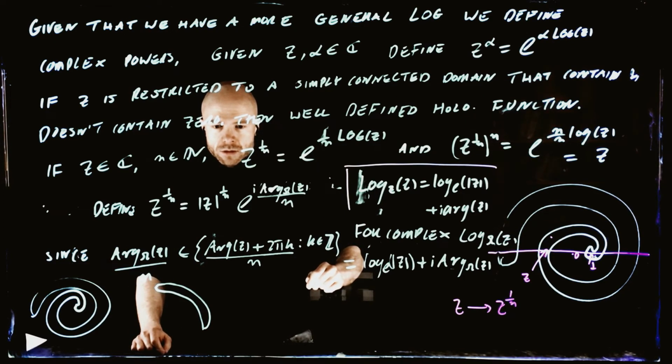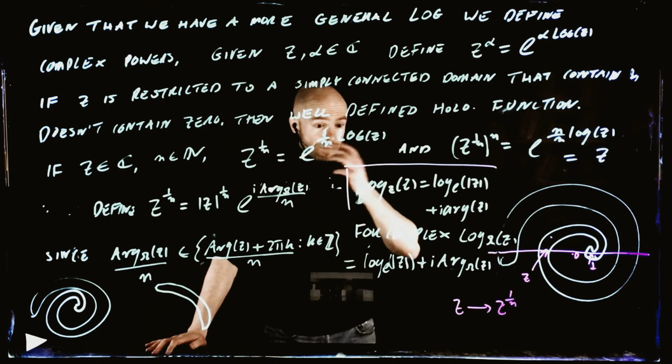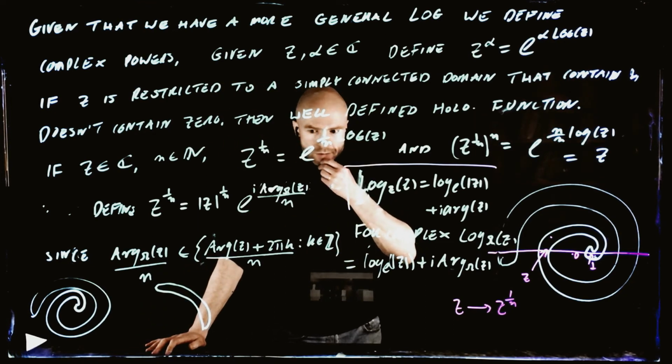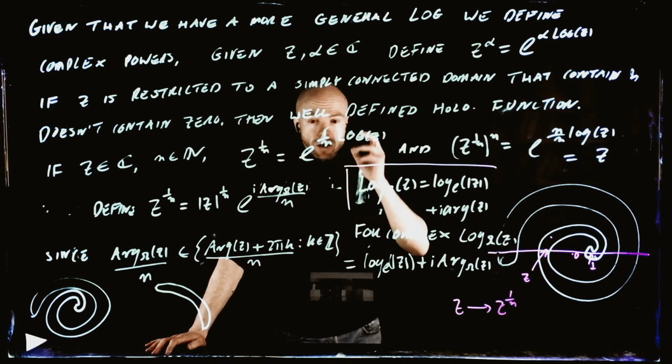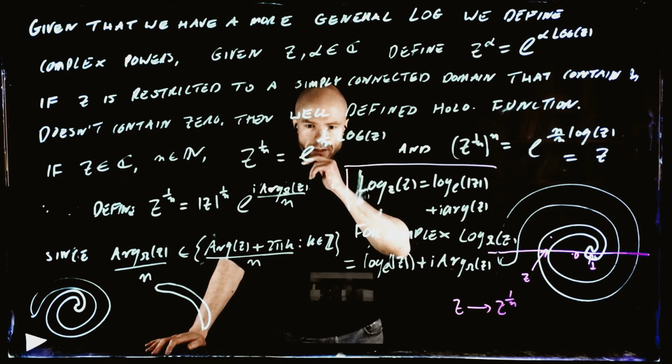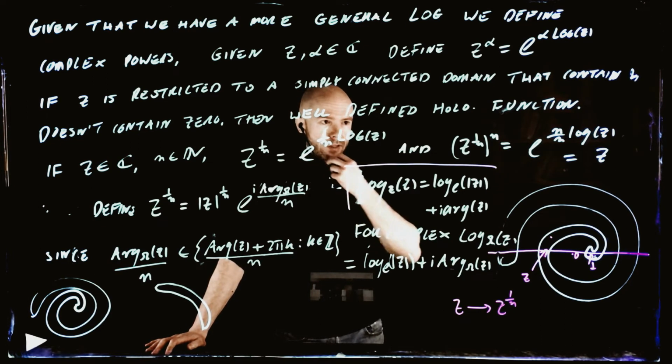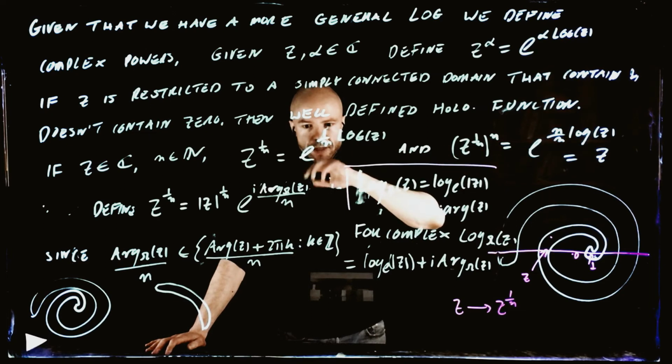Cool. All right. So we have a nicely defined complex power, and we can understand what the nth root is as a single valued function as a consequence.